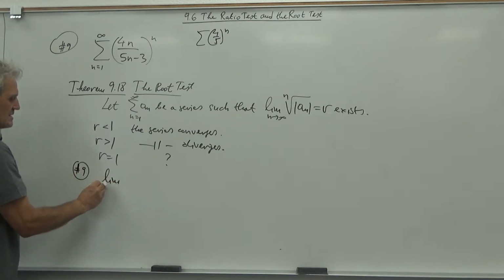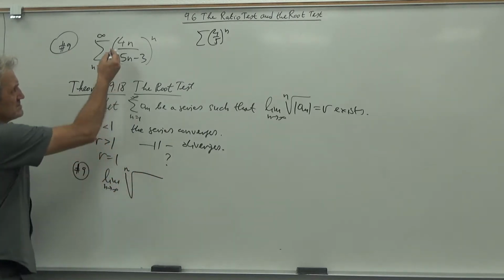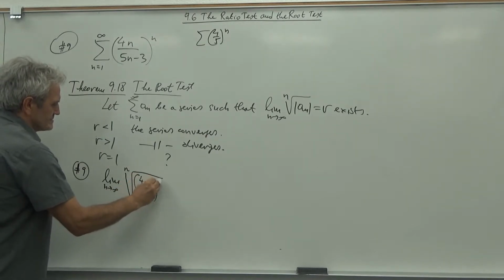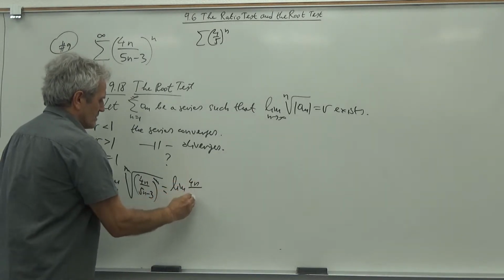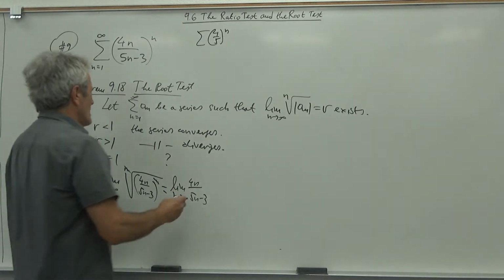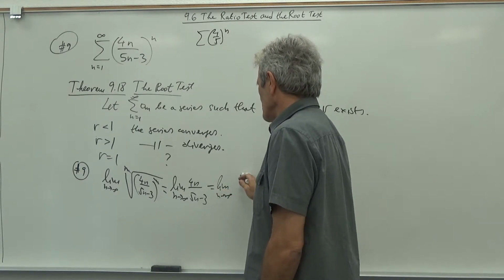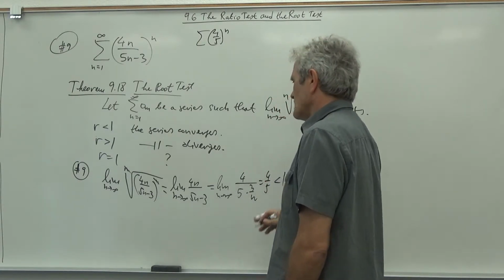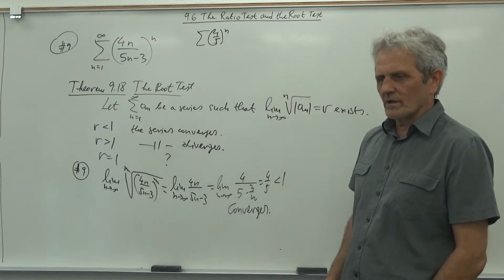The limit when n goes to infinity of the nth root. They're all positive, so I don't need the absolute value. And the nth root and n cancel each other out. So 4n over 5n minus 3, n goes to infinity, and that's easy: divide by n, so we get the limit when n goes to infinity, 4 and 5, that's 4/5. That's less than 1, so it converges. Look how much better it was.